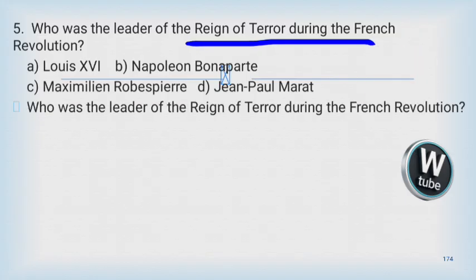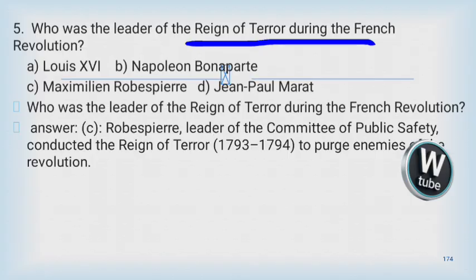Excellent. Robespierre was a public leader. So he was the leader of the Reign of Terror during the French Revolution. Robespierre, leader of the Committee of Public Safety, conducted the Reign of Terror during 1793 up to 1794. Why? To purge enemies of the revolution. C is the correct answer.